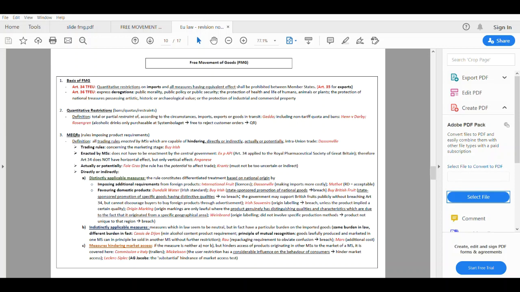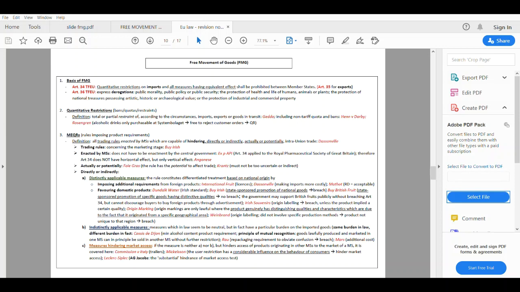Now we'll consider this in detail. Article 34 states quite simply that quantitative restrictions on imports and all measures having equivalent effect shall be prohibited between the member states. You should bear in mind that Article 35 provides exactly the same prohibition in relation to exports. You should also note that a national measure which contravenes Article 34 is prima facie in breach of the treaty.